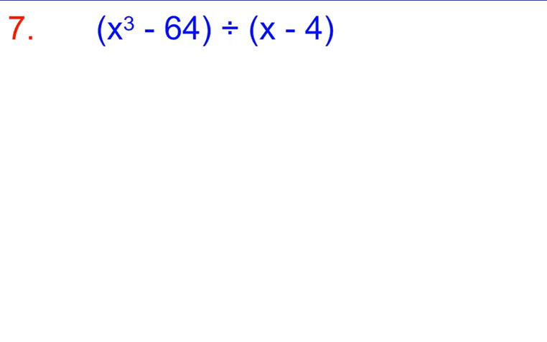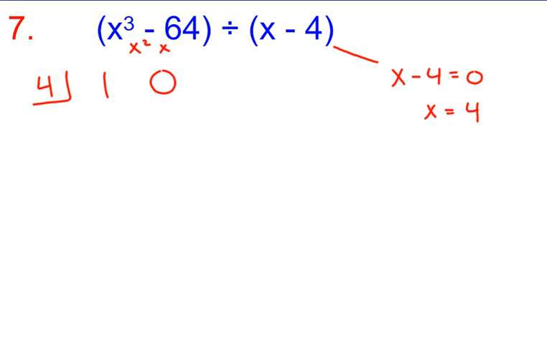Number 7, same idea. I'm dividing by x minus 4, so I say x minus 4 equals 0. Add 4 to both sides, so x equals 4. I'll put my 4 right here. And now notice I have x cubed, there's no x squared, and there's no x. So I'm going to list the 1 for x cubed, and then a 0 for x squared, a 0 for the x, and then the constant for negative 64.